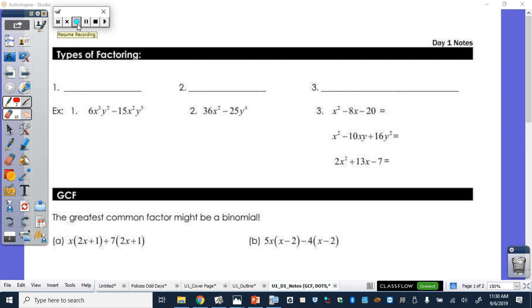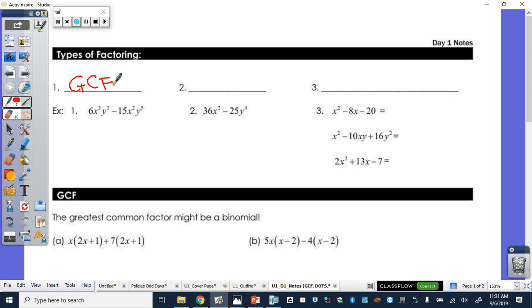All right, so today we're going to review 3 of our kinds of factoring. So if we look at example number 1 there, does anybody remember what kind of factoring that one would be? GCF, yes. So GCF stands for greatest common factor. So what you want to do is try to find the largest number that goes into your coefficients. And then as far as the exponents go, the smallest exponent that is there is part of your GCF.